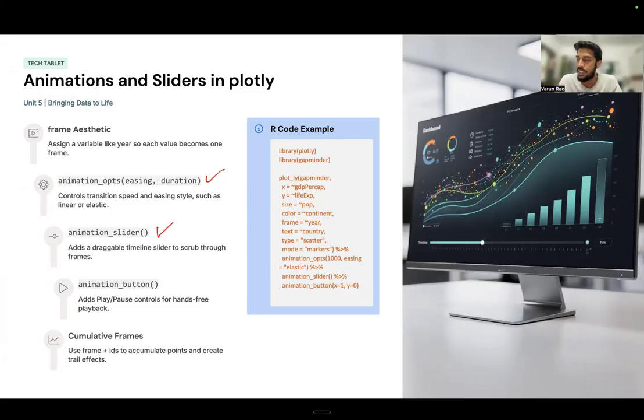Then you have an animation button. You can play or pause different things, and then you have cumulative frames. These frames accumulate points and create a trail effect. If you have not heard of cumulative frames, I think this is something that you should explore and check out. It is really interesting to watch. And as I said, if you have not ever worked on an animation, here is one basic variant of animation for you to practice on.